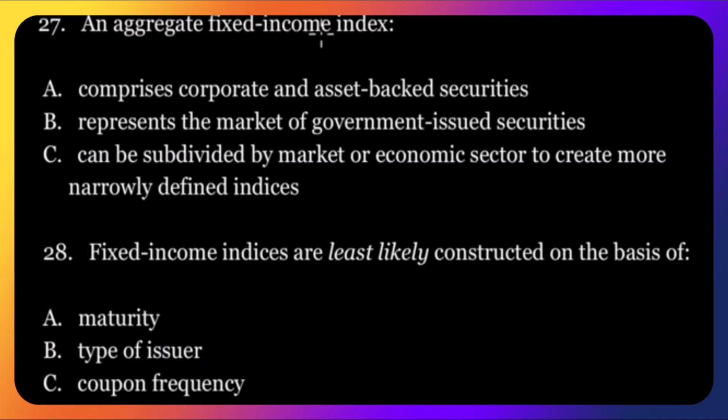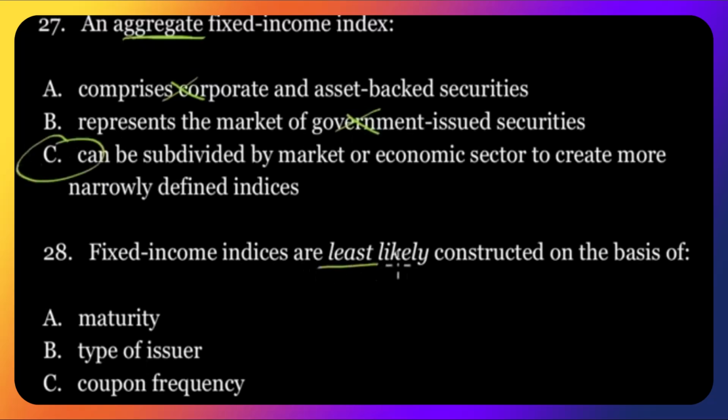27. An aggregate fixed income index comprises corporate and asset-backed securities, represents the market of government-issued securities, can be subdivided by market or economic sectors to create more narrowly defined indices. Well, if it's aggregate fixed income, it says here comprises corporate and asset-backed. Well, where's government in there? That's too narrow. Represents the market of government-issued securities. Again, that's too narrow. That's not broad market. You're left with C.